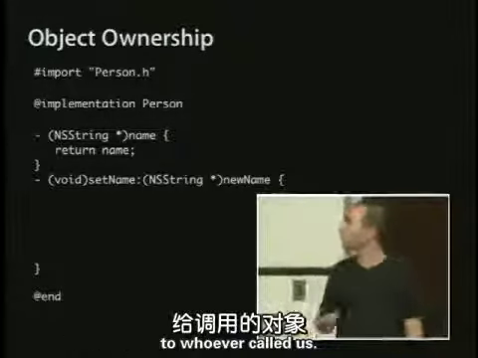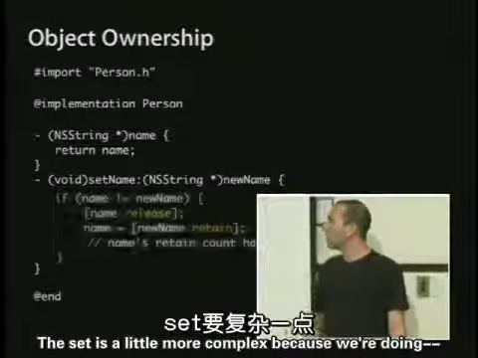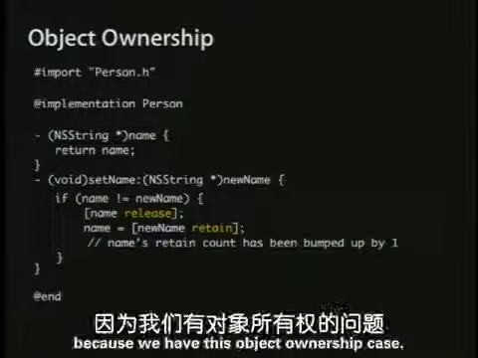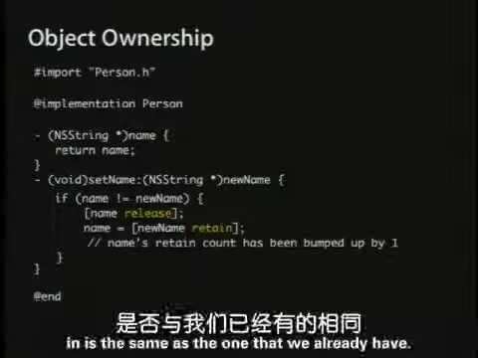So now let's talk about the name case. In this case, we have an object. Our person object owns the name object, the NSString. It wants to keep a reference to it. So let's go and implement the name and setName methods.